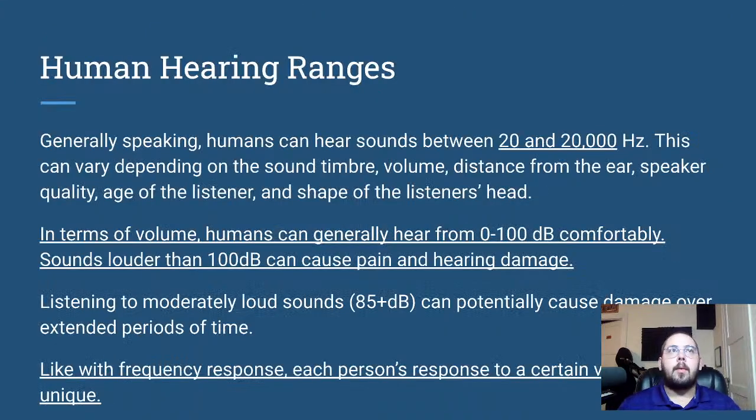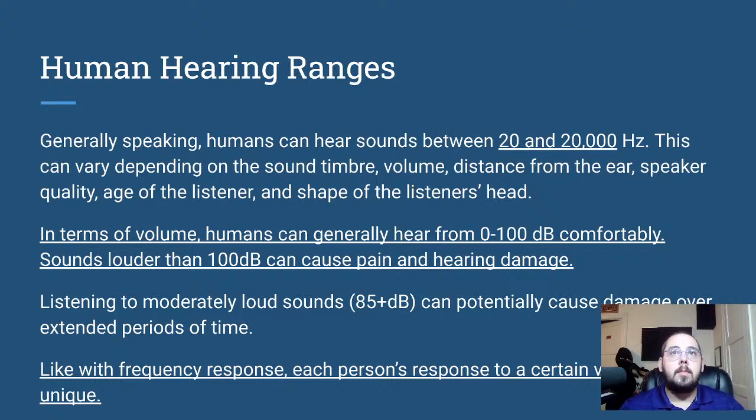All right, the human hearing range. Generally speaking, humans can hear sounds from between 20 hertz and 20,000 hertz. This varies from person to person depending on the age, the shape of their ears, the quality of the speakers, how far they are from the speaker. It's a very, very variable range. Generally speaking, most people can hear about 20 to 20,000 hertz. Remember, the piano started at about 27 and ended right around 5,000. So again, we can hear much higher than that. But as it starts getting really high, it gets harder to pick out pitches.